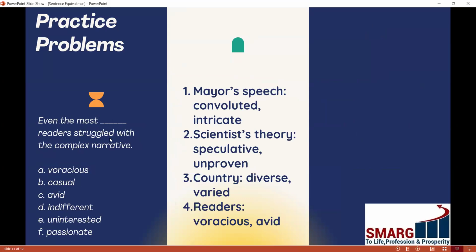Okay. Then, now here, of course, you can see the answer on the screen. Even the most XYZ readers struggled with the complex narrative. So here, what are we trying to talk about? Here comes in the concept of being excited, enthusiastic, the word that we got stuck with in our very first example. We're talking about someone who is very enthusiastic. So even the most dash readers struggle with the complex narrative. Very simple, related to readers, read. Very evident. Yes, very good. Avid and voracious. Voracious, correct.